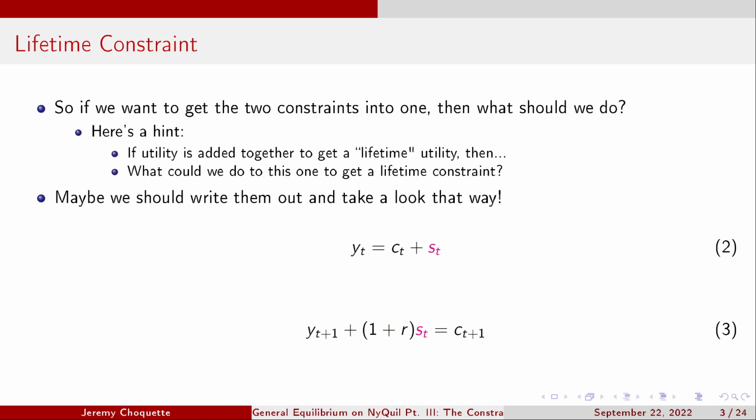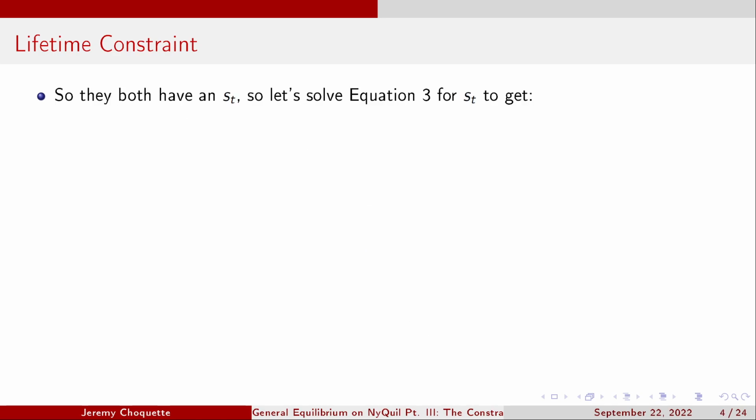So y t and y t plus 1 are not the same thing, just like c t and c t plus 1 are not the same thing. While they're both income or consumption, the time period at which they're indexed tells me that they can be different values. They're not required to be the same. But if you look at savings, s sub t, that shows up in equation 2 and in equation 3. So you can take one of these equations, solve it for s, and then plug that in for s in the other equation.